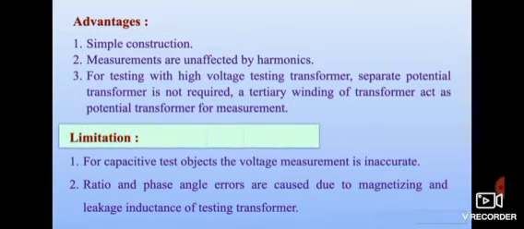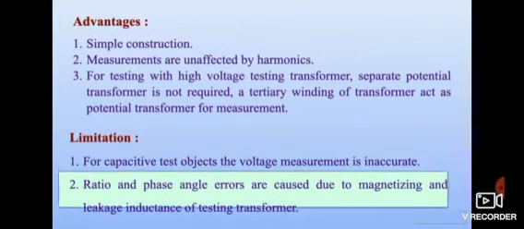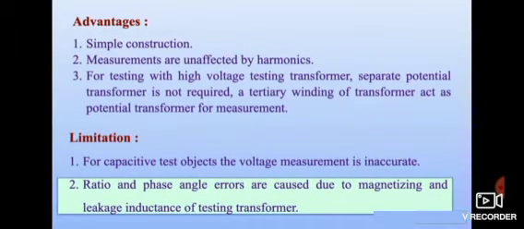The limitations of these methods are: for capacitive test objects, the voltage measurement is inaccurate. Ratio and phase angle errors are caused due to magnetizing and leakage inductance of the testing transformer.